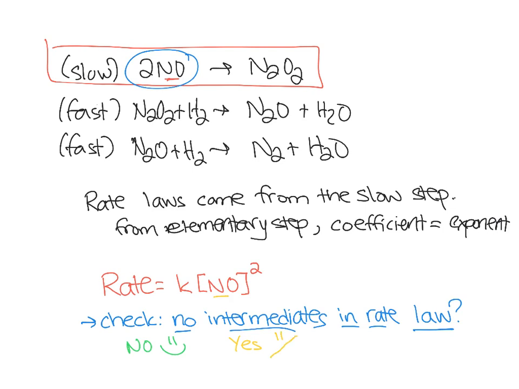In this case, I look at NO and I remember that my overall reaction was 2 NO plus 2 H2 makes N2 plus 2 H2O. And so my check is that NO equals a reactant. Reactants, catalysts, and even products can show up in a rate law. The only thing that can't show up is intermediates. When there are intermediates, we do more work. So that's how we get from mechanisms to rate laws. We'll do some more complicated examples in class soon.